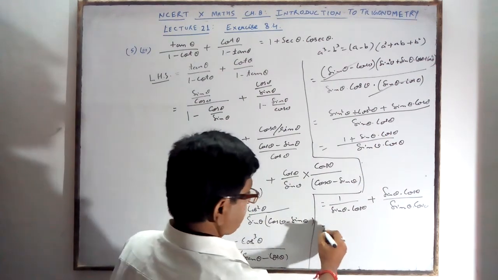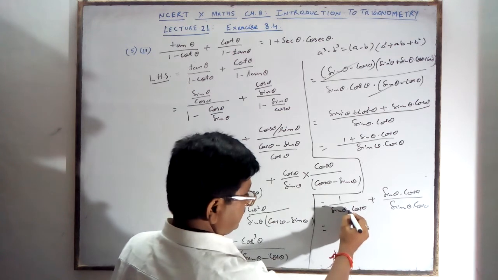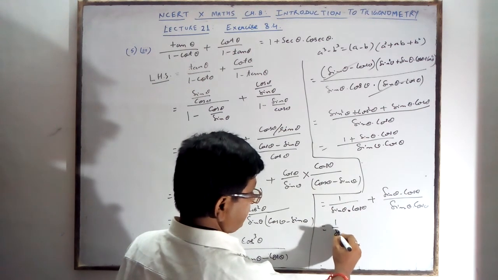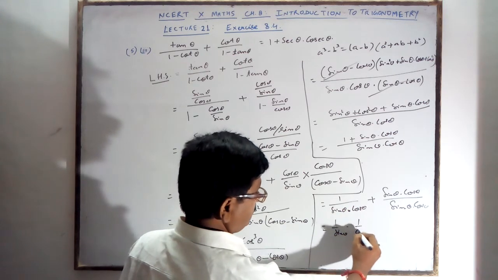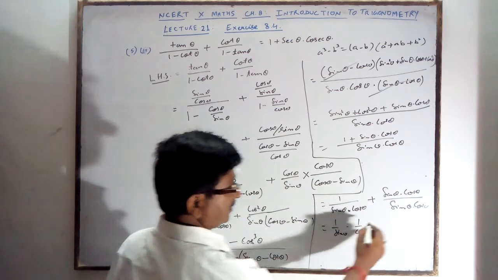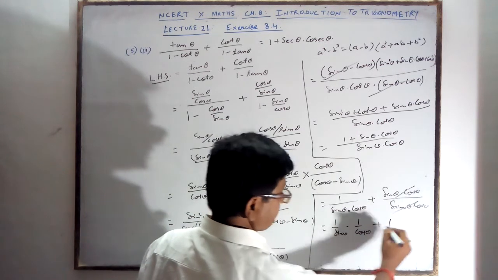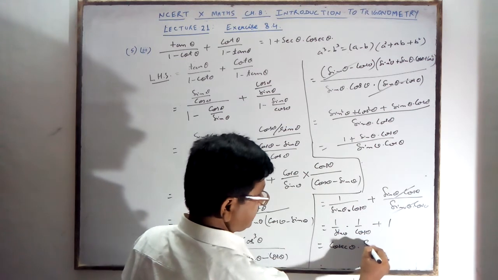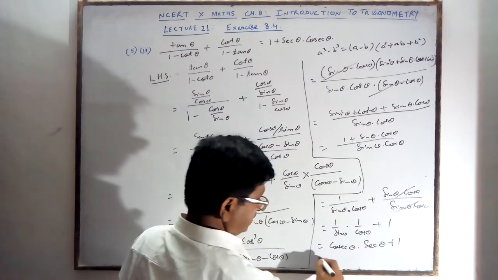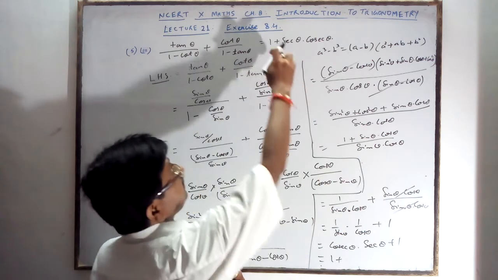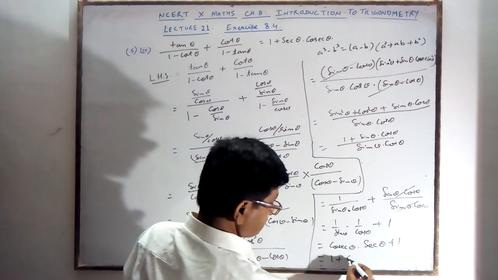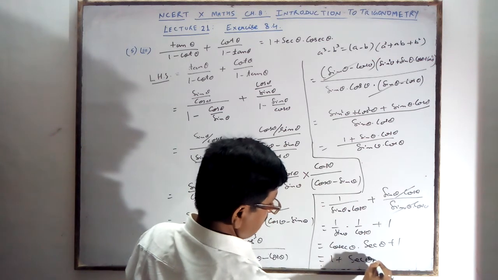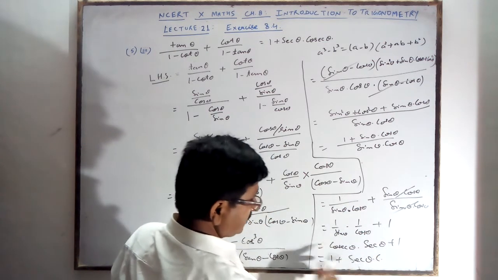1 upon sin theta into cos theta, you can write 1 upon sin theta into 1 upon cos theta. 1 you can write 1 into 1. Plus this will be cancelled, you are getting 1. It is called cosec theta into sec theta plus 1. This you can write in the order what is given here: 1 plus sec theta into cosec theta. If you want, then a plus b you can write b plus a.